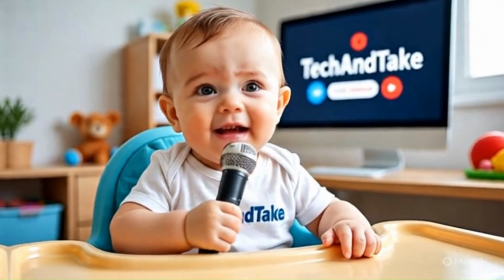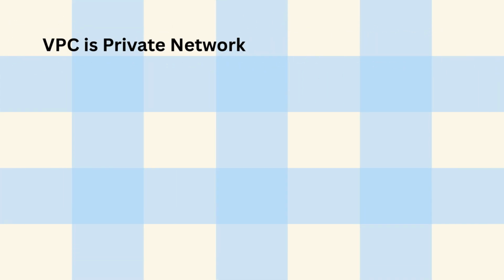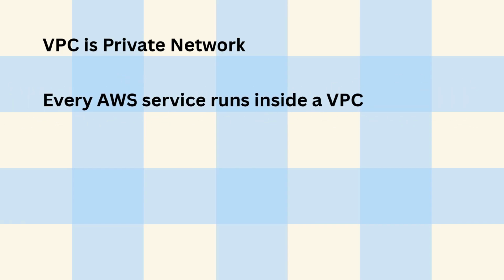Let's get into today's topic. VPC is a private network within the AWS cloud that allows you to deploy resources within it. And it is a regional resource, which means if you have two AWS regions, they have two different VPCs.